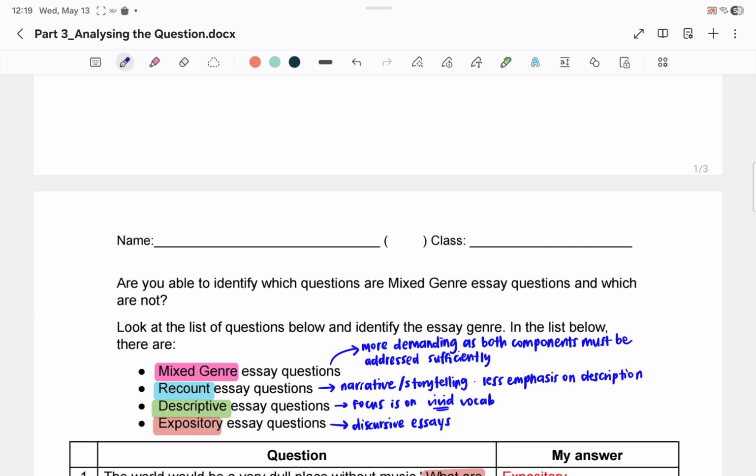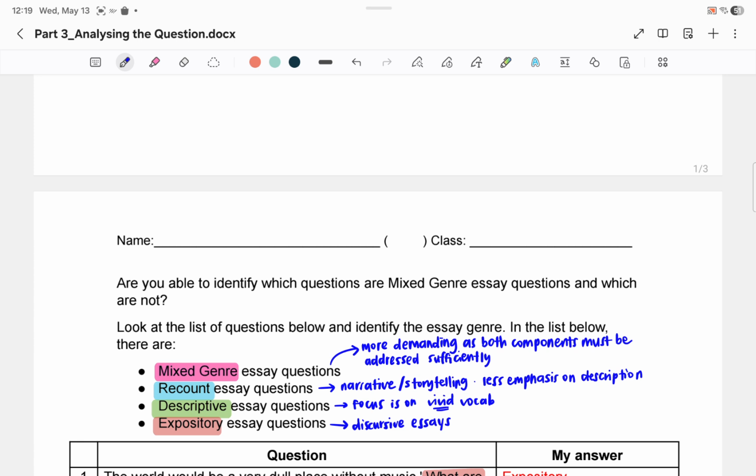You must know these 2 components well and address them sufficiently for you to do well in terms of task fulfillment. Okay, then for recount, it's a little bit more straightforward because you are doing a storytelling aspect, right? You follow the flow of the story. There's a climax, there's a conflict, and there's a resolution.